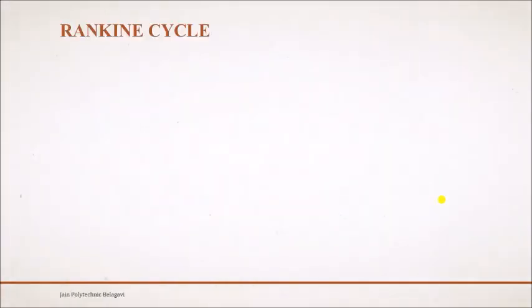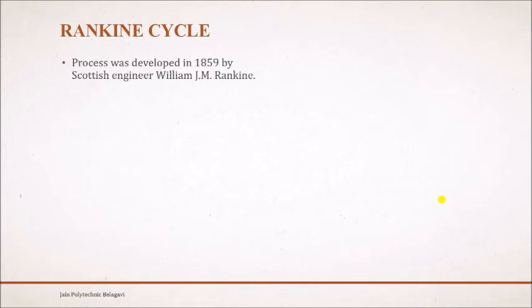Let's go through the next one, that is the Rankine cycle. It is similar to the Carnot cycle. This process was developed in 1859 by a Scottish engineer, William J. M. Rankine. Hence it is named after him, and we call it the Rankine cycle.